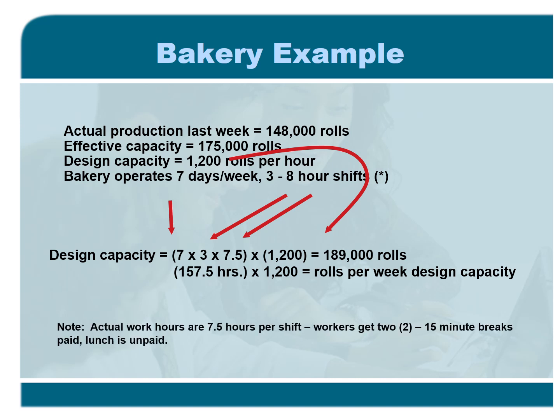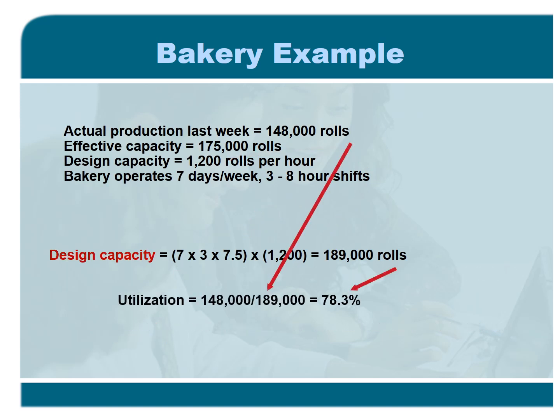Actual work hours are 7.5, by the way, per shift. Workers get 2 15-minute breaks and lunch is unpaid. So that's why 7.5 hours. Design capacity is 7 days times 3 shifts times 7.5 hours times 1,200 rolls per hour equals 189,000 rolls.